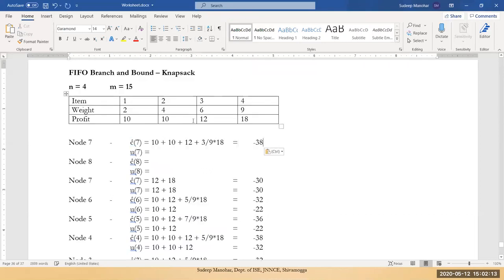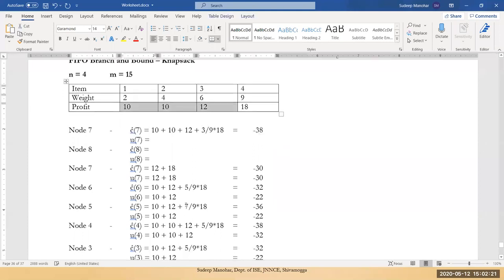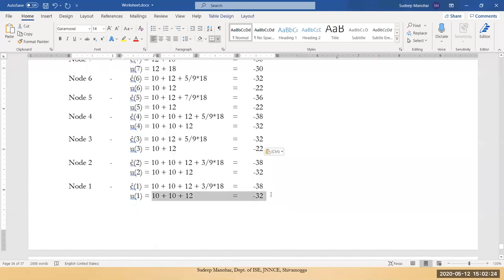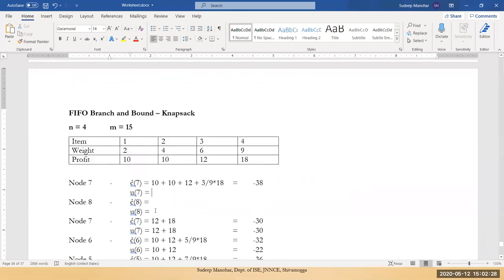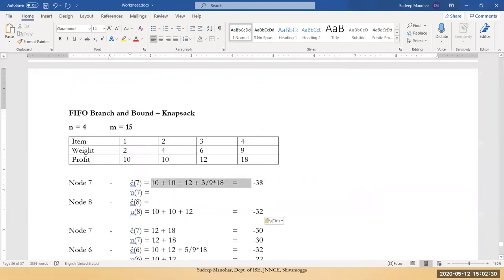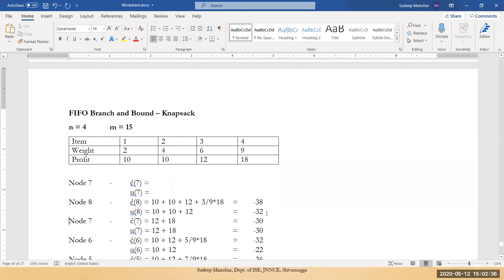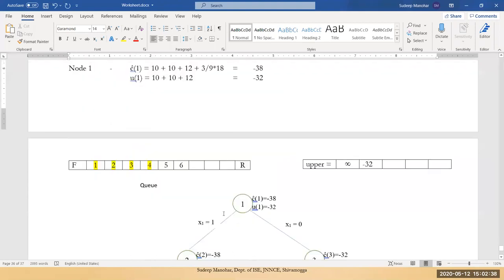10 plus 10 plus 12 plus 3 by 9 into 18. What about without fraction? Without fraction also you are considering 1, 2 and 3. That is 10 plus 10 plus 12. Minus 38, minus 32.